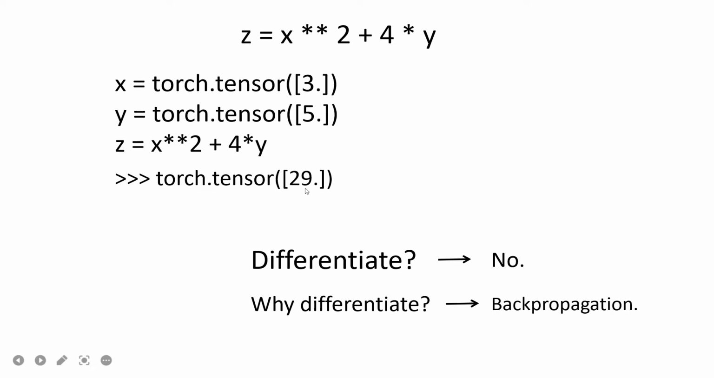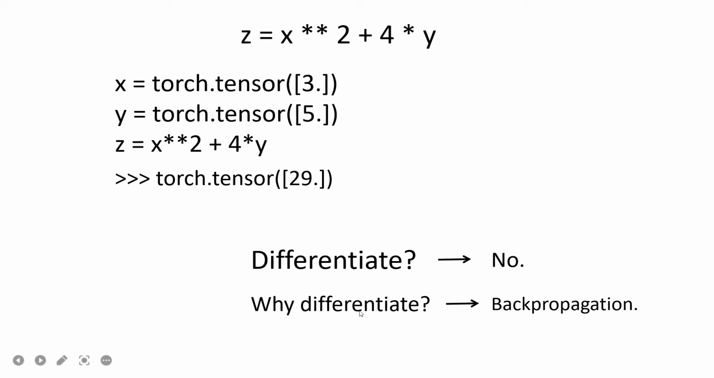Now my question is, can we differentiate this? The answer to this is no, because we have to do something else to be able to differentiate it, and that will be the topic of the next slide. However, we cannot differentiate it. When I say differentiation, I mean dou z by dou x, which in this case I will just say dz by dx. Can you do it? Well, the answer is no, because right now PyTorch will not be able to do the differentiation.